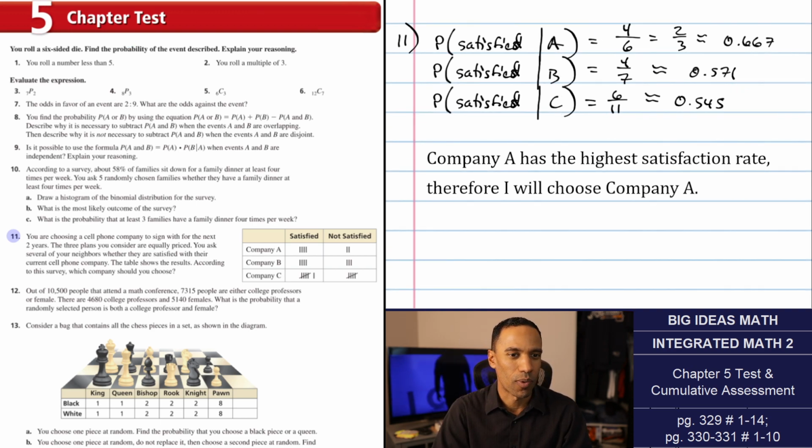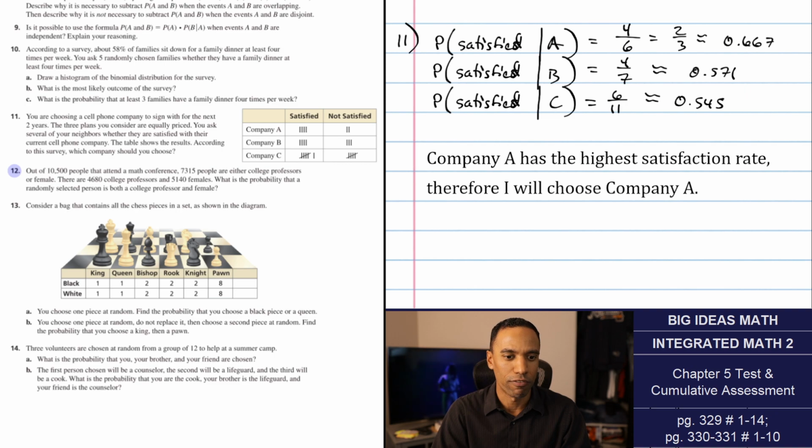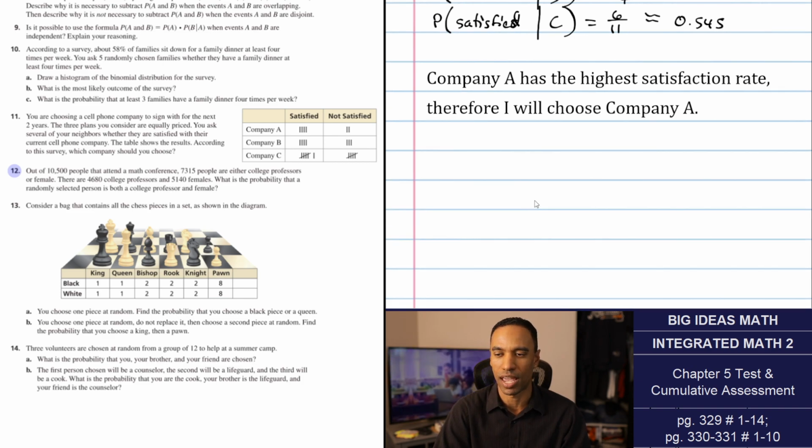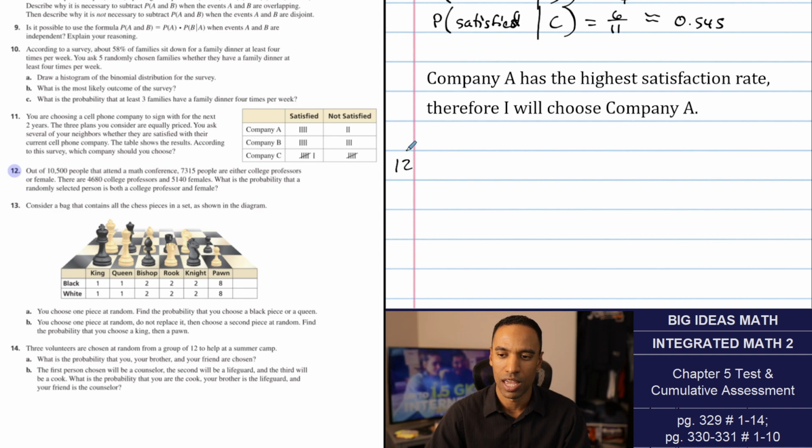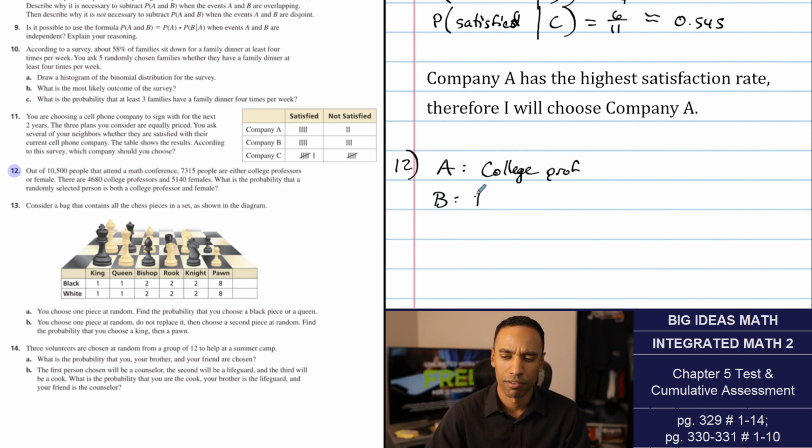All right, number 12. Out of 10,500 people that attend a math conference, 7,315 people are either college professors or female. There are 4,680 college professors and 5,140 females. What's the probability a randomly selected person is both a college professor and female? So let's let event A be college professor, event B be female.